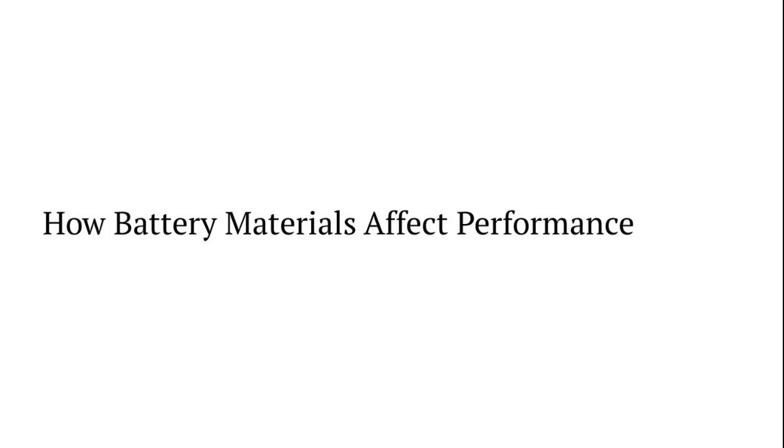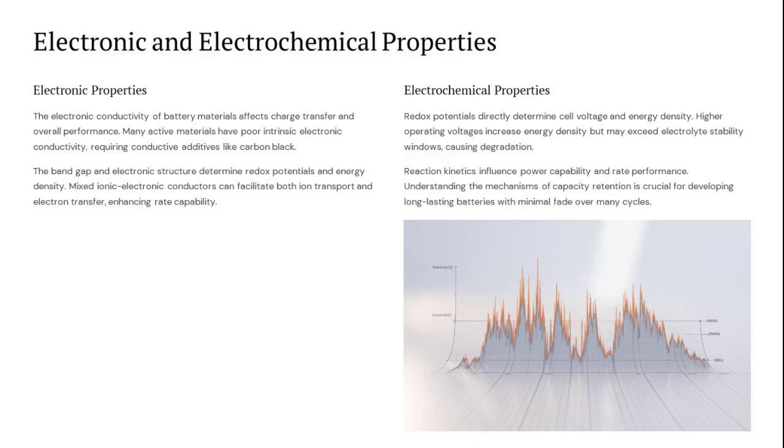Material properties for battery performance. Electronic properties. The electronic conductivity of battery materials is critical, especially for cathodes and anodes. Many active materials have poor electronic conductivity and require conductive additives or coatings.